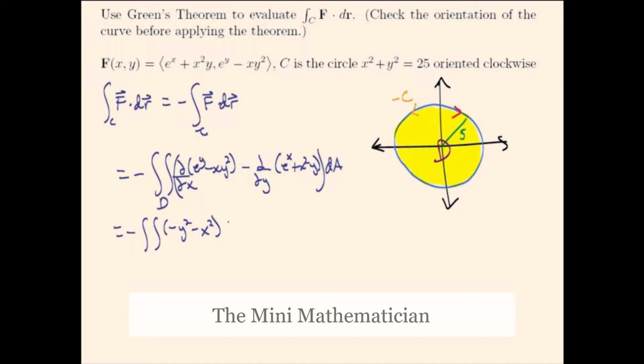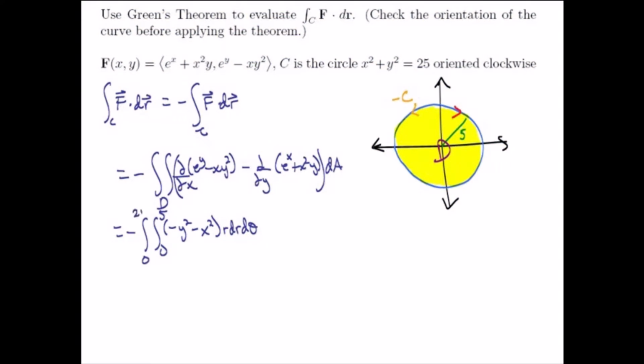Now, we're integrating over a circle, so I think we should switch to polar. I hope you agree. That'll change our dA to r dr d theta, and r is going, of course, from 0 to 5. Theta is going around this circle counterclockwise, so from 0 to 2 pi. So I'm going to take a negative out of the function that I'm integrating here. Factor a negative out of the negative y squared minus x squared. That'll make my overall double integral positive, from 0 to 5, 0 to 2 pi.